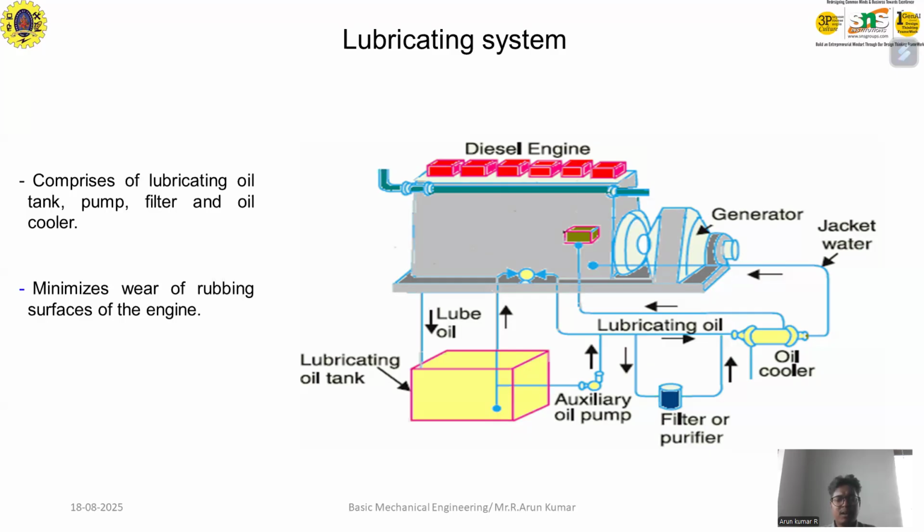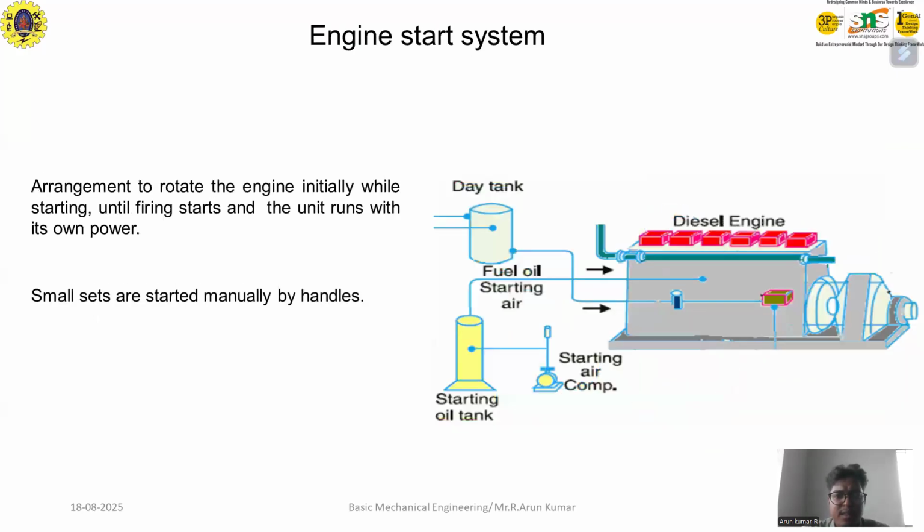One end of the jacket water moves to the diesel engine, and the other end comes to the filter, the purifier, and the auxiliary oil pump. The lube oil is used for circulating again as lubrication oil. The main purpose of the lubrication system is to reduce the wear and rubbing of the engine surfaces. The next one is the engine starting system.